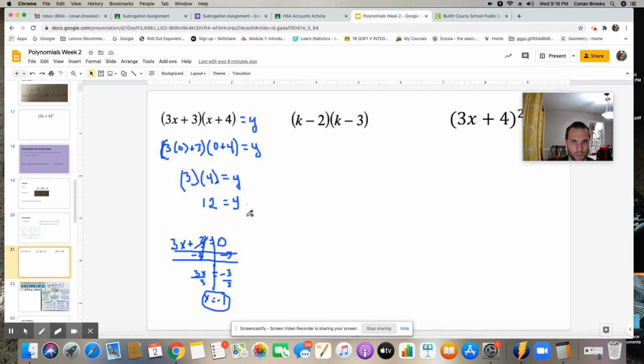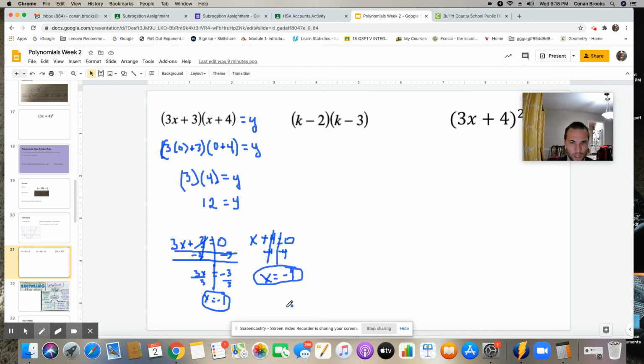Then the other one, set the other one to 0. So x plus 4 equals 0. That's the second factor equal to 0. Minus 4 both sides. And you've got x equals -4.